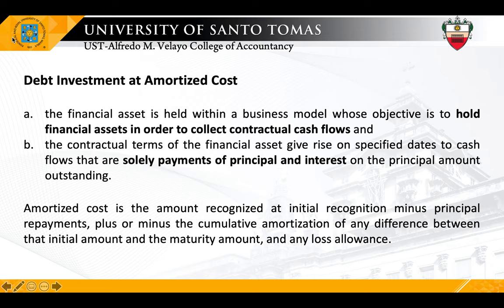Amortized cost, because the asset will be presented at amortized cost, is the amount recognized at initial recognition, so that's the cost, minus principal repayment plus or minus the amortization of any discount or premium. So later we will discuss the initial cost of investments and amortization of any discount or premium.